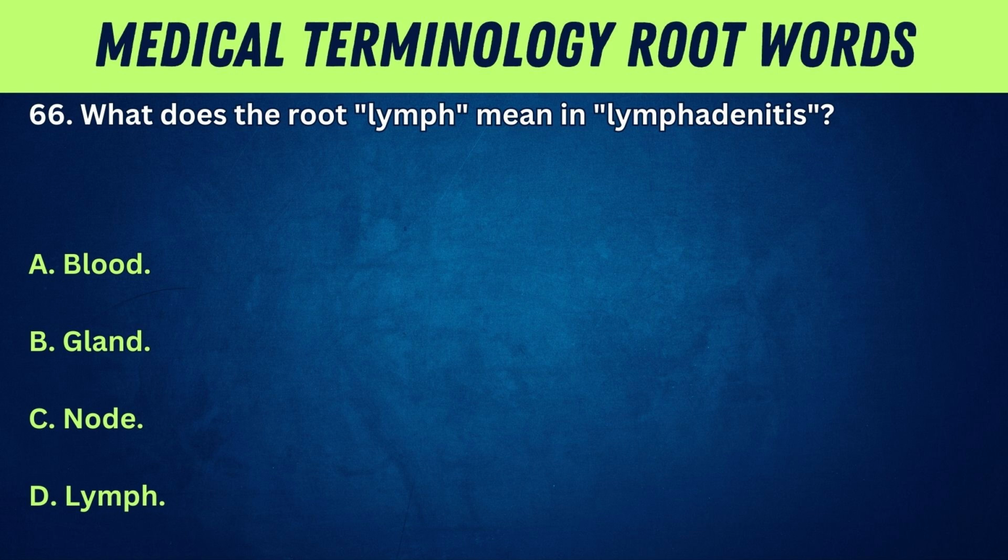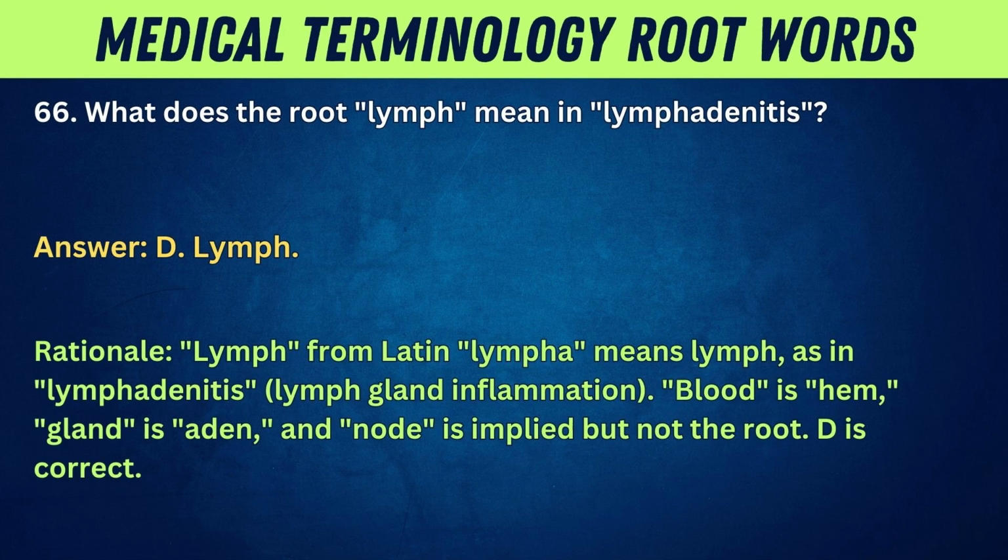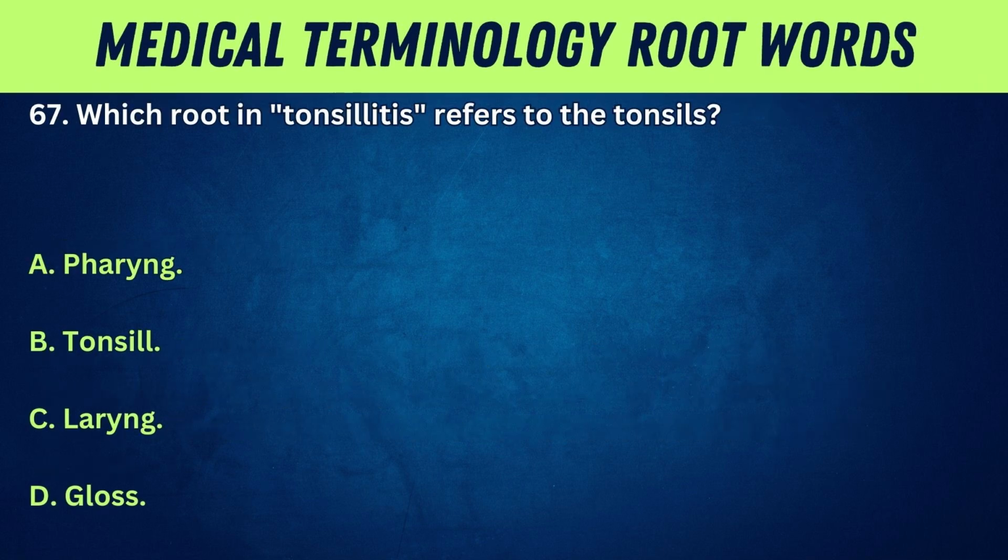66. What does the root lymph mean in lymphadenitis? A. Blood. B. Gland. C. Node. D. Lymph. Answer. D. Lymph. Rationale. Lymph from Latin lympha means lymph, as in lymphadenitis, lymph gland inflammation. Blood is hem, gland is aden, and node is implied but not the root. D is correct.